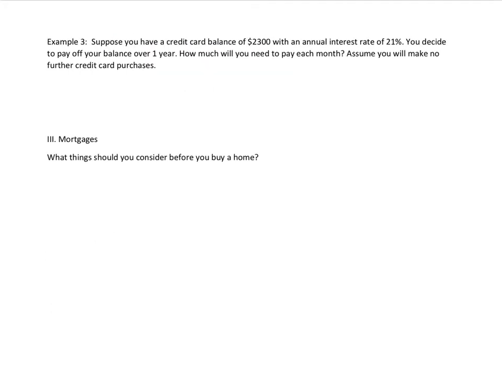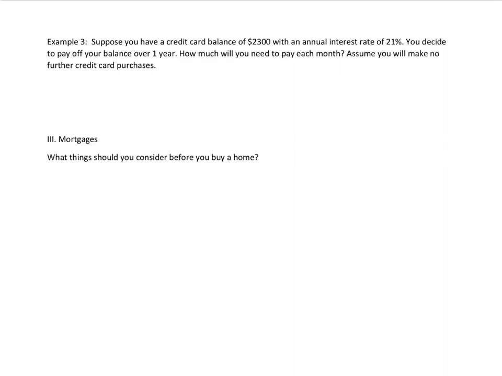Here we have example 3. Suppose you have a credit card balance of $2,300 with an annual interest rate of 21%. And if you hear that, an annual interest rate of 21%, and you say, man, that's high, that's not too far off from reality. So if that shocks you, maybe that'll shock you into not getting a credit card for a little while longer. You decide to pay off your balance over 1 year. How much do you need to pay each month? Assume you will make no further credit card purchases.